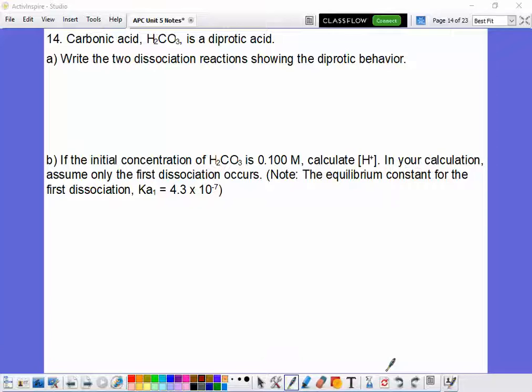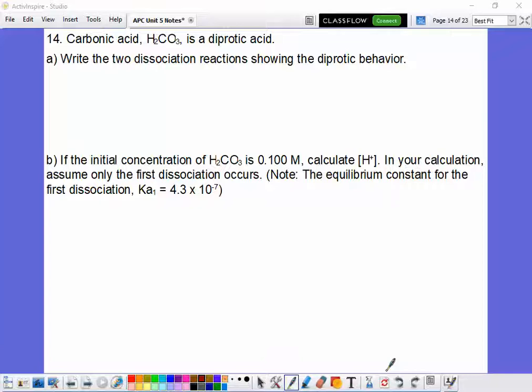Okay? So, carbonic acid is a diprotic acid. Diprotic means that it has two acidic hydrogens. Polyprotic just means that there's more than one. Polyprotic is like the general term. Di means two. Tri would be three, so on and so forth. Okay? So we are going to write out the two dissociation reactions that show the diprotic behavior of carbonic acid.